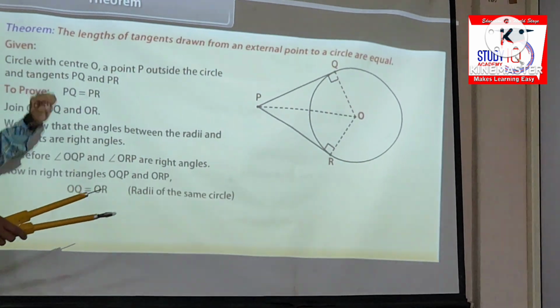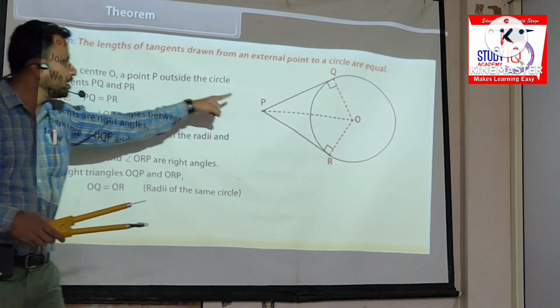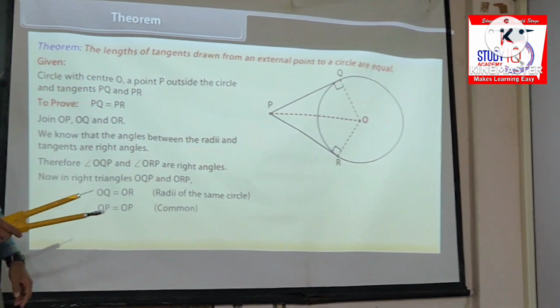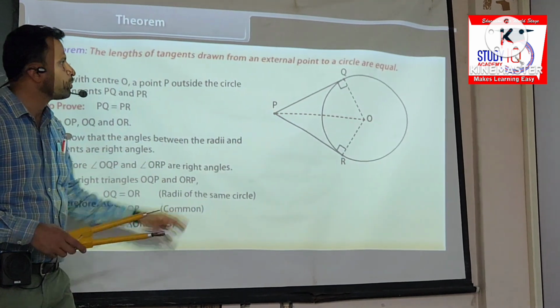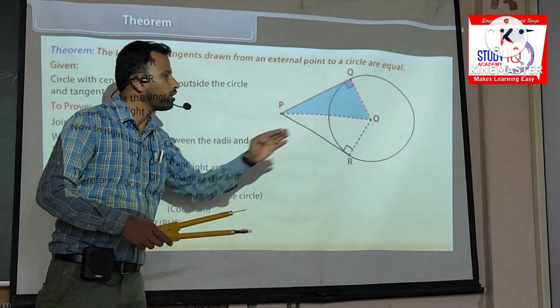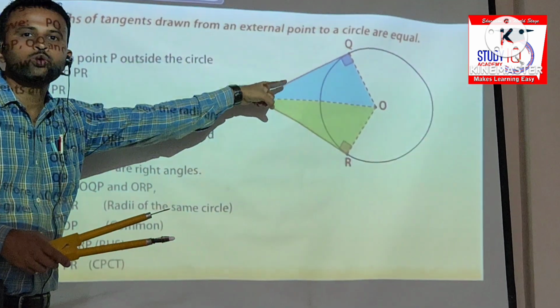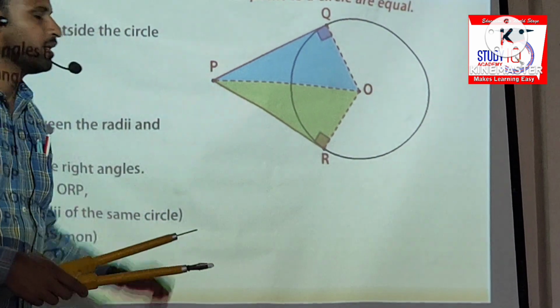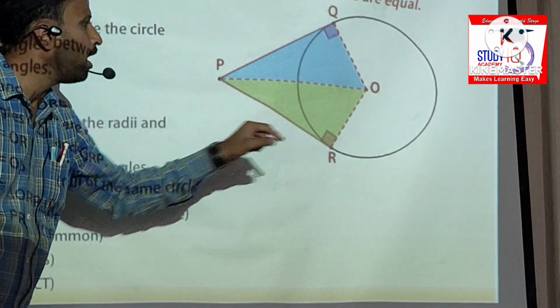First, given a circle with center O and a point P outside the circle, and tangents PQ and PR. Now I am going to prove how PQ and PR are two equal tangents. So here I am going to consider two triangles: OPQ is one triangle and OPR is another triangle.